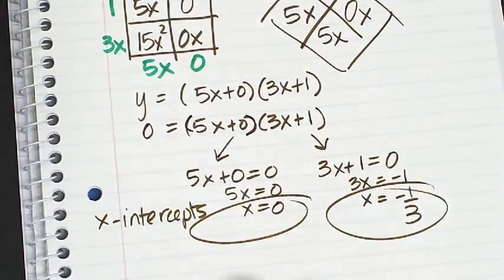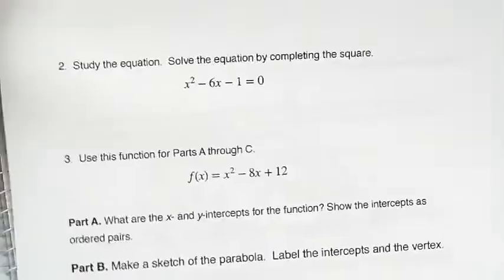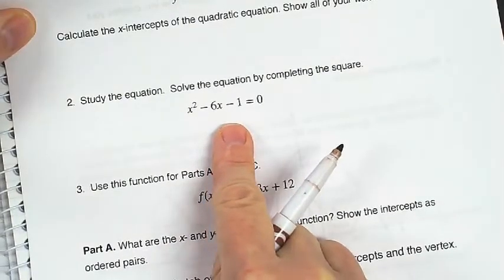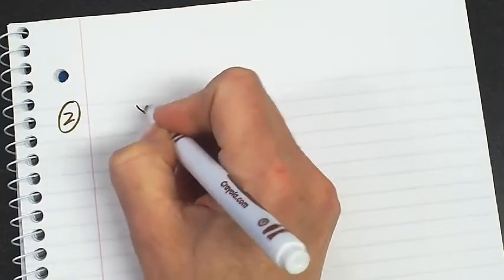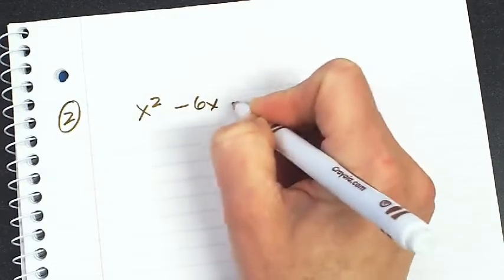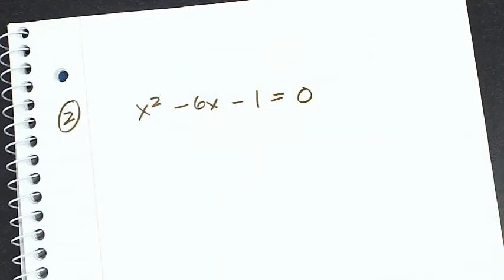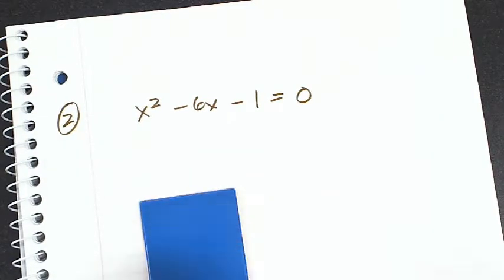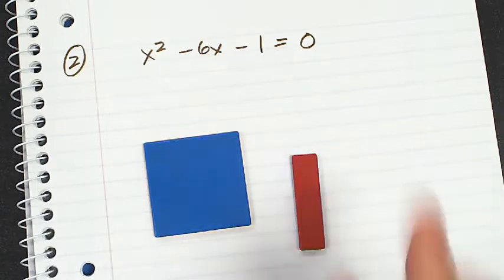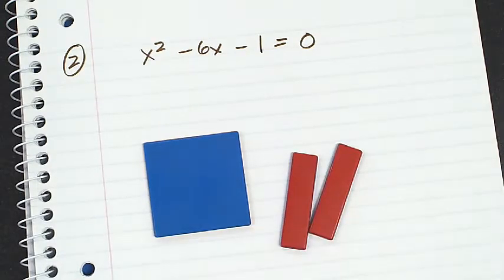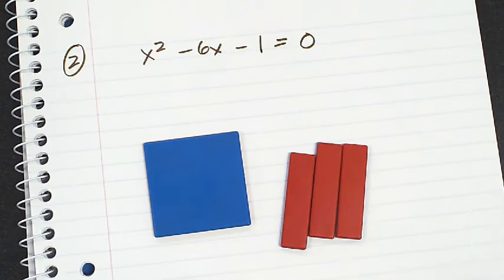Okay, number 2. Solve the equation by completing the square. Okay, this is what we were doing with tiles, and yes, I'm going to use tiles, but you don't have to, although it doesn't hurt. I think the ones in the test are going to be small enough that you can use tiles.